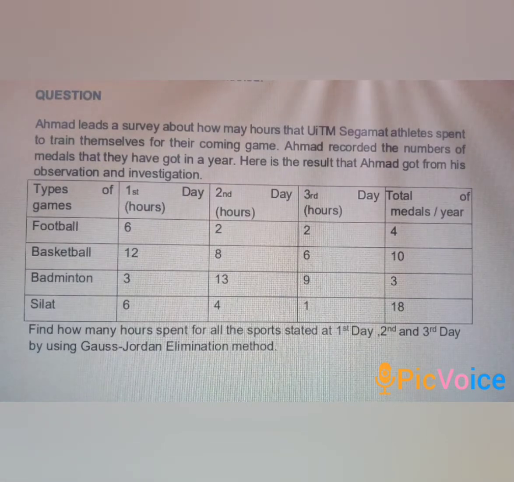The question is, Ahmad leads a survey about how many hours that UATM's Gamma athletes spend to train themselves for their coming game. Ahmad recorded the numbers of medals that they have got in a year. Here is the result that Ahmad got from his observation and investigation. So this is the table, and we are required to find how many hours spent for all the sports started at first, second, and third day by using the Gauss-Jordan elimination method.